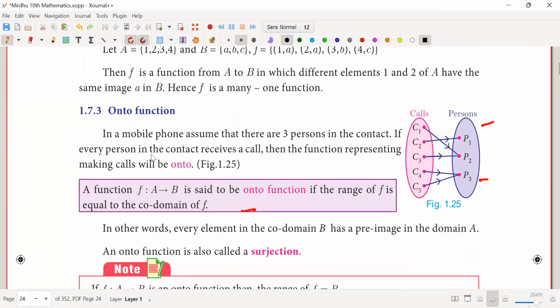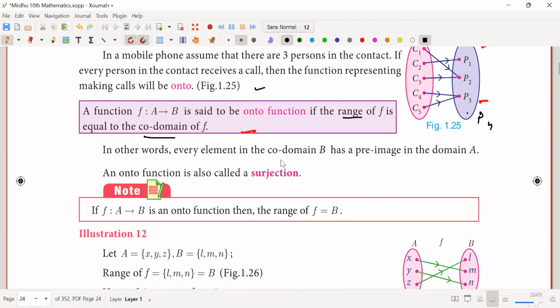What is an onto function? In a mobile phone, assume that there are 3 persons in the contacts. If every person in the contacts receives a call, then the function representing making calls will be onto. 3 persons are there, everyone is getting a call. So what is the rule? Onto function, that is range is equal to codomain. Range is equal to codomain, then it is an onto function. Right? There is no extra P4 here which is not getting mapped. So this is an onto function.